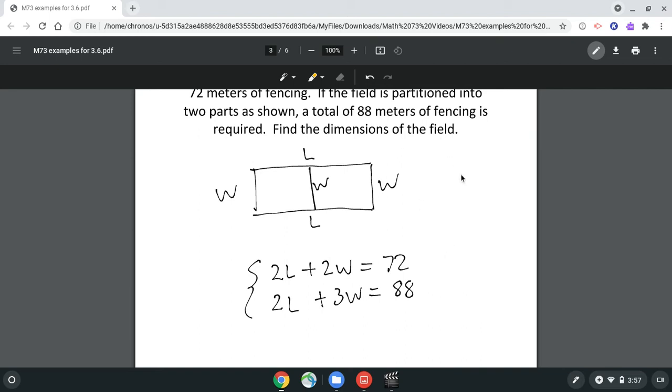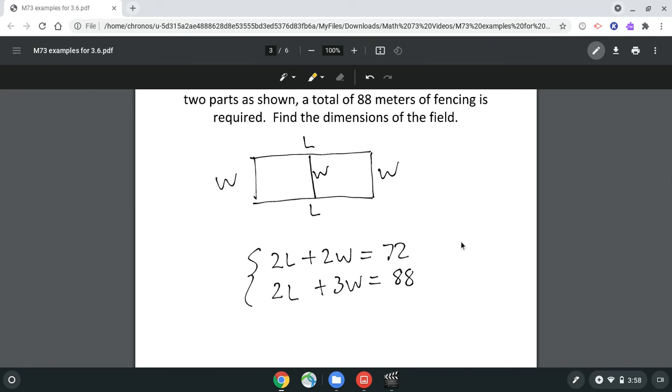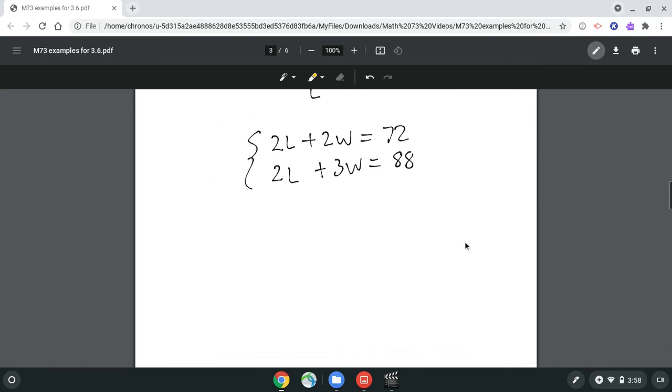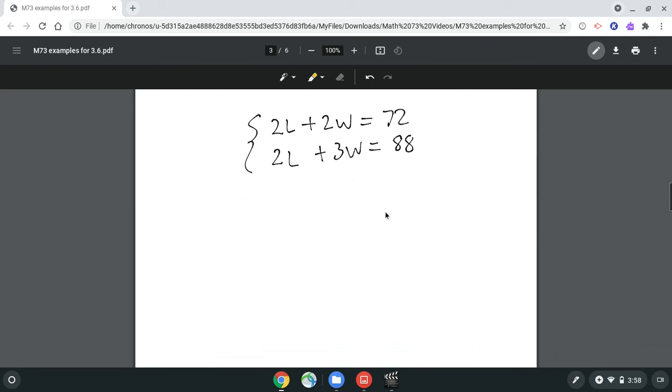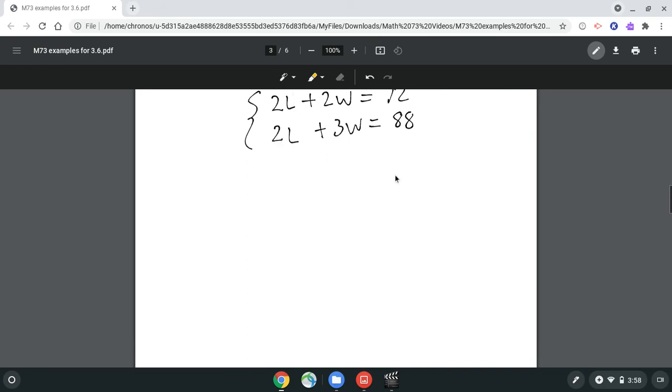Find the dimensions of the field. So find the length and the width. Here I would probably use the elimination method and I would eliminate the L's.